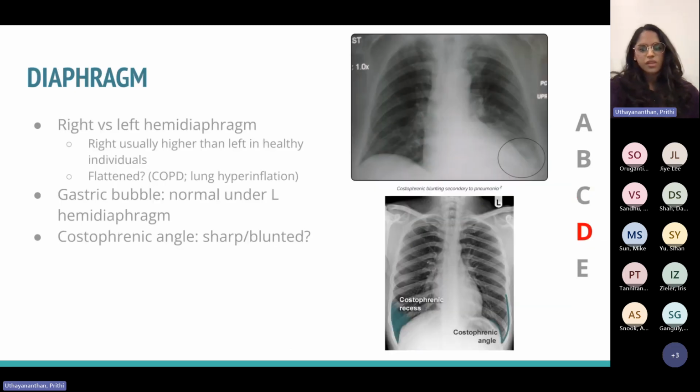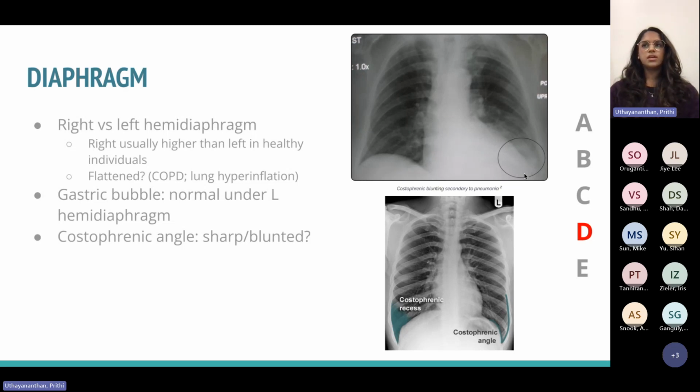Okay, and moving on to diaphragm. We divide up the diaphragm into the left and right hemidiaphragm, and we look at this, like I said, because of the costophrenic angles. The right is often higher than the left, and that's because of the presence of the liver, which pushes up the right hemidiaphragm, and that's normal. But there might be a gas bubble under the left, because that is where the stomach sits, and that's normal.